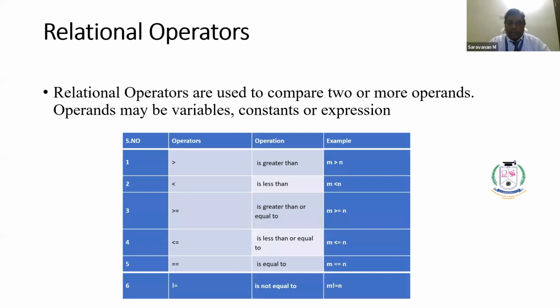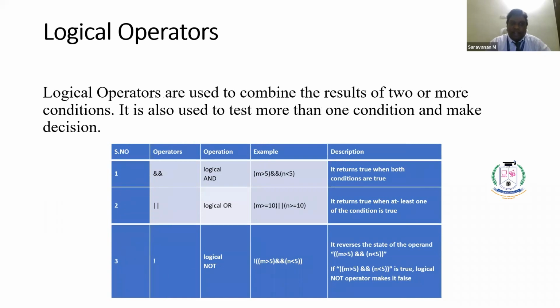And the next is the relational operator. Relational operators are used to compare two different operands. Operands may be variables, constants, or an expression. That is, you want to compare two different numbers, like 5 and 6. I assign the values to a and b, and you compare them. You get the expression, and this can be used with if statements. Right. Next is the logical operator, where AND, OR, NOT are the logical operators.